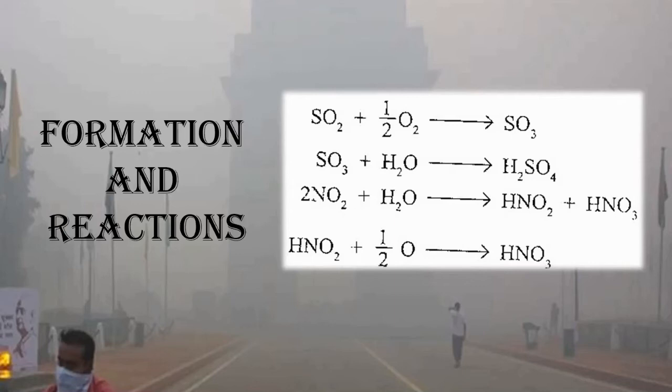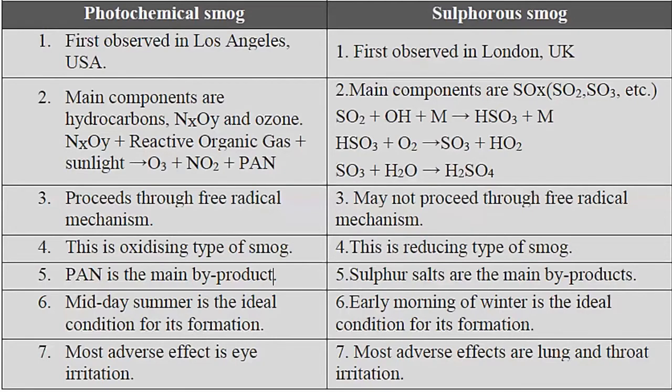Now, as we know, London smog is formed due to the oxides of sulfur. So what different oxides of sulfur can cause it, and what reactions occur, we are going to see here. SO2 plus half O2 gives SO3, and SO3 plus H2O gives H2SO4. So the reactions are almost similar to those of acid rain, and this forms contacts with water to form a dusty type of thing, which is called smog. So this was all about sulfur smog.